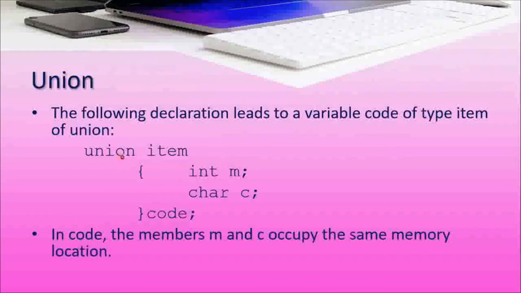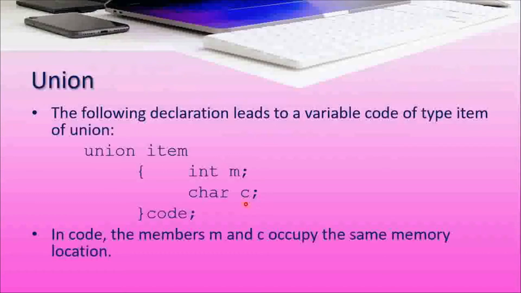So union item, so instead of struct, it is union. You know that if you use the struct keyword here, it will be a structure data type. But here we are using union, so this is a union data type. So union item, then code is an instance or a variable of type item. So in code, the members m and c occupy the same memory location. That is the importance. The integer m as well as the character c will be occupying the same memory location in the case of a union. If it was a structure, it would have separate memory spaces.